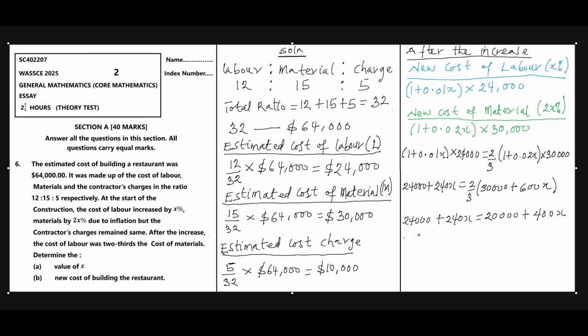So we can group like terms, numbers on the left, variables on the right. So 24,000 minus 20,000 must be equal to 400x minus 240x. 24,000 minus 20,000 will give us 4,000. And then 400x minus 240x, I think that is 160x.